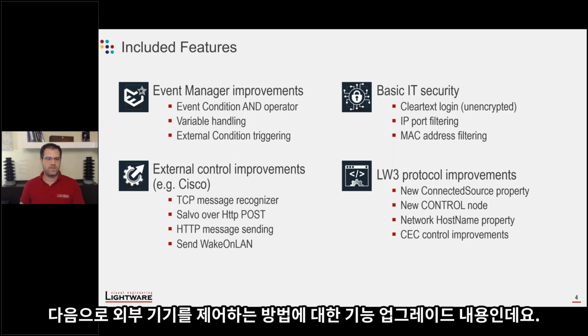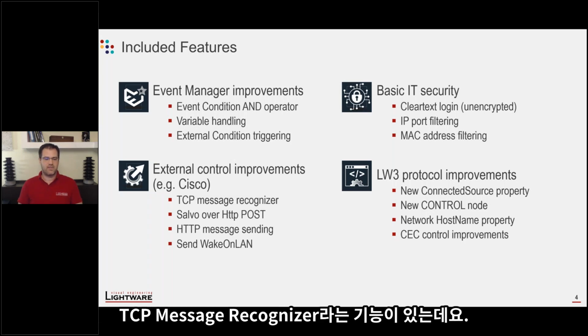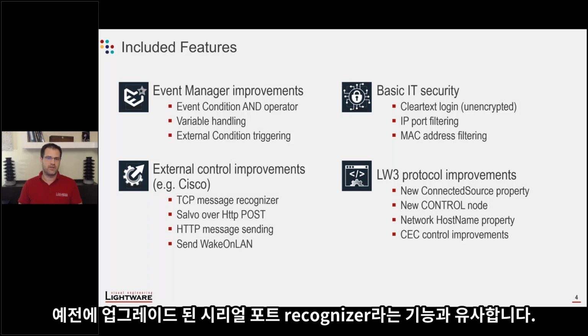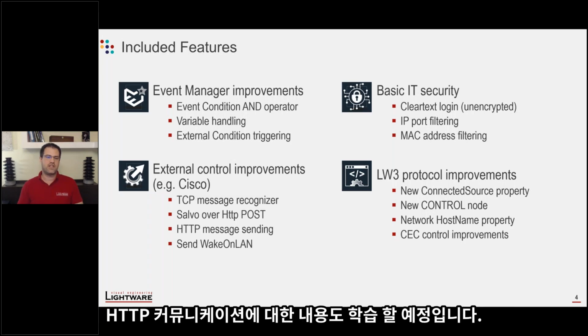The second group is the external control improvements. For example, Cisco integration, Cisco RoomKit integration, and other third-party integration are much easier with these improvements, because we will introduce a TCP message recognizer. You may know that it was already, I think, a year ago that we introduced the serial port recognizer. Now we will have it for Ethernet TCP/IP as well. Also, HTTP communication is introduced here.